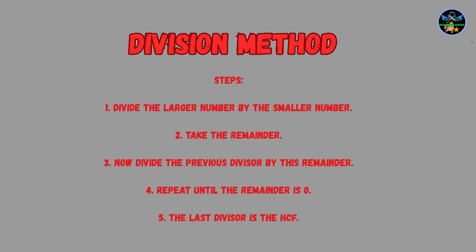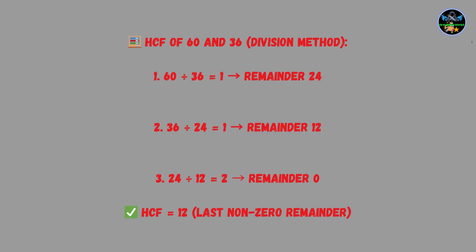Fourth, repeat until the remainder is 0, and the last divisor will be our HCF. So let's take an example of 60 and 36. Here the bigger number is 60, so we will divide 60 by 36. The quotient will be 1 and the remainder will be 24.